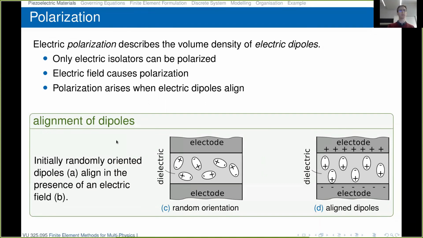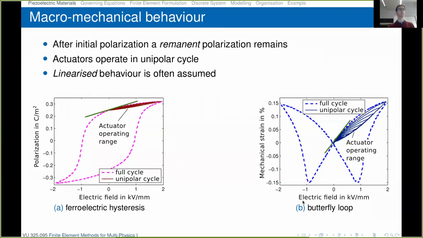Here we have the dipoles, and when we apply our electric field, they're initially randomly oriented. We apply an external electric field, shown here by the positive and negative charges at the electrodes. The dipoles will align and thereby create a macroscopic polarization in our dielectric material.